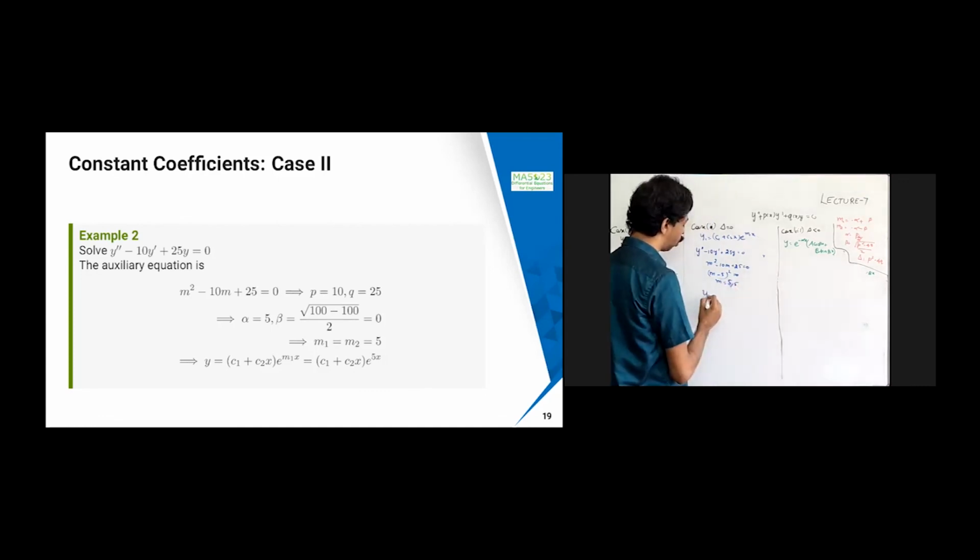Therefore, you are going to have y equal to c1 plus c2 into x into e power 5x is going to come.